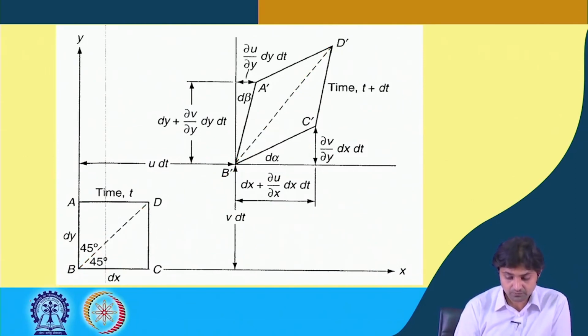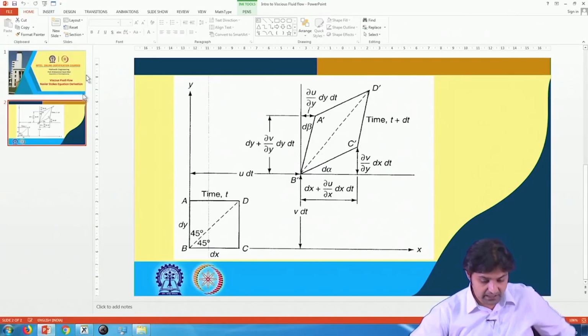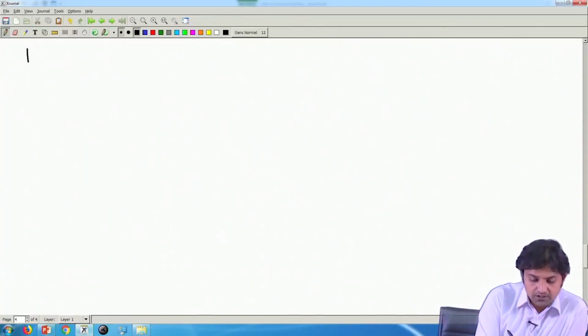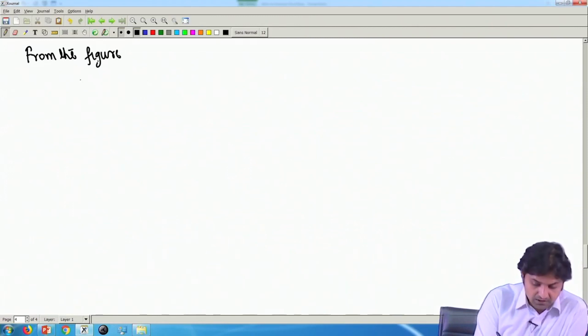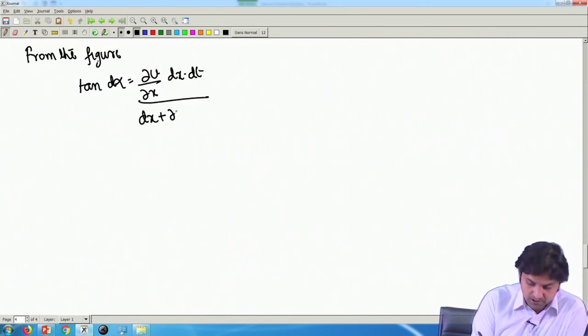So, now using this figure, we are going to write down. So, we will keep this handy, okay, and start deriving. Okay. So, we can see from the figure that I showed you, we can say tan d alpha is equal to del v del x into dx dt divided by dx plus del u del x dx dt.